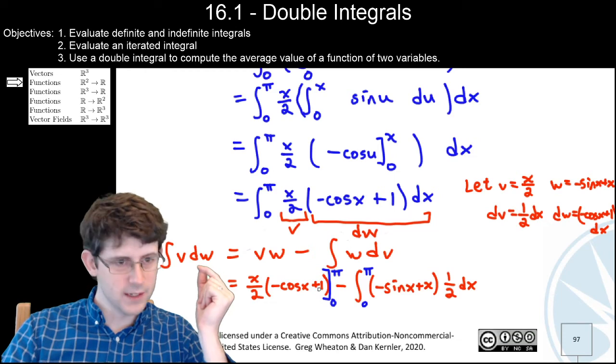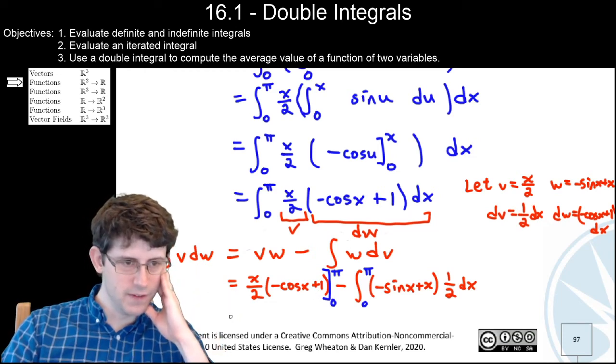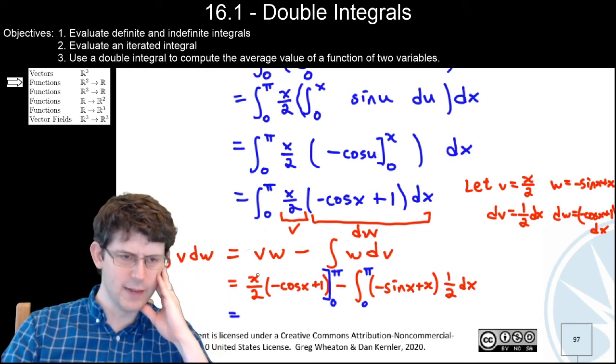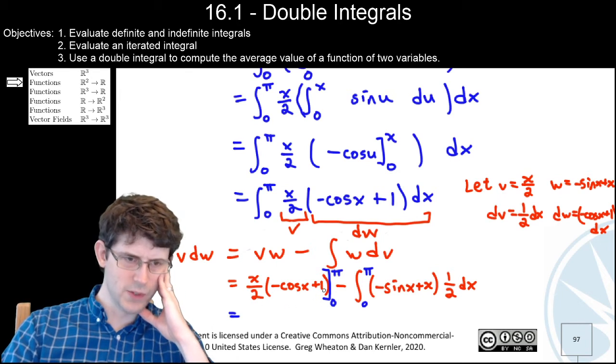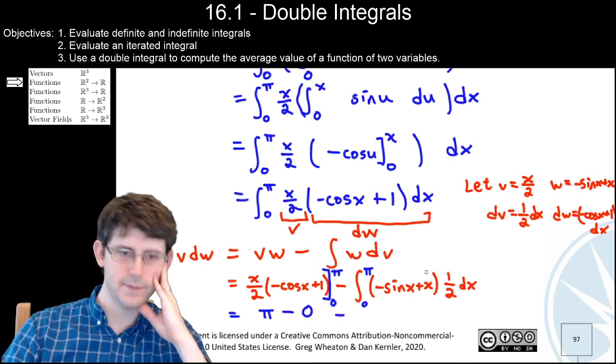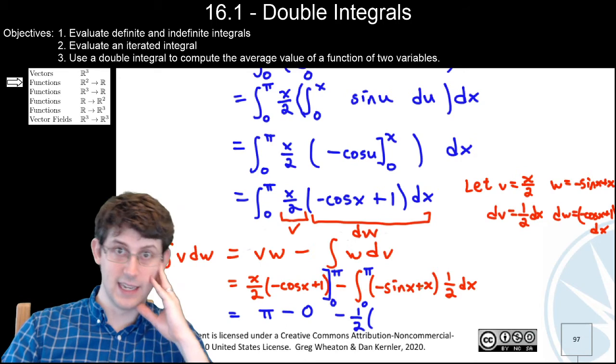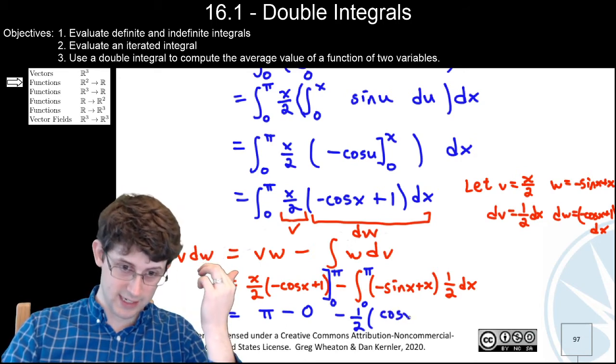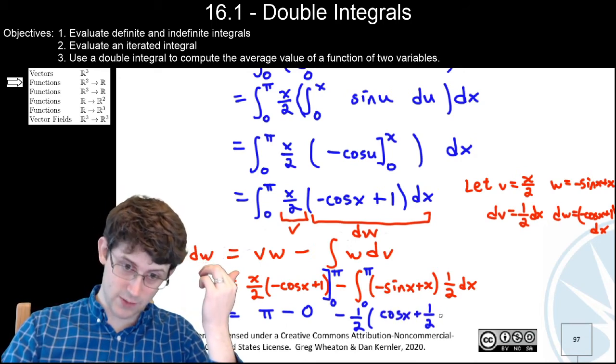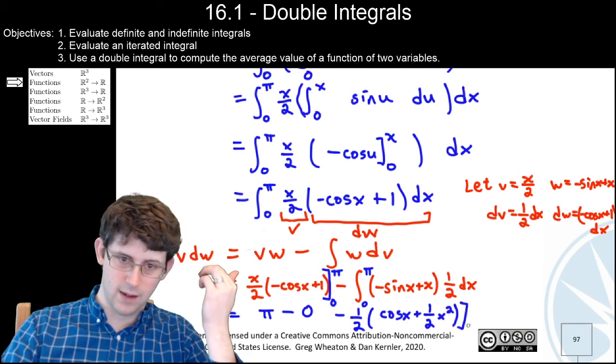So let's do some of that. For the first one, when I plug in pi, I get pi over 2 times 1 plus 1. So all this is pi. When I plug in 0, I get 0 times some stuff. So I get pi minus 0 for that part. For this integral, there's a half floating here forever, so I'll factor out the half, and then I can take these integrals. It's cosine x plus half x squared, all from 0 to pi.